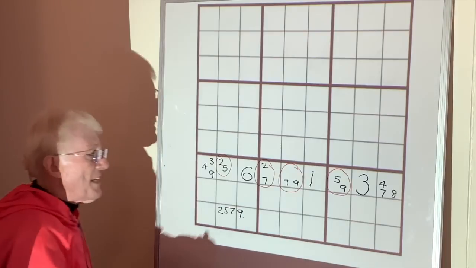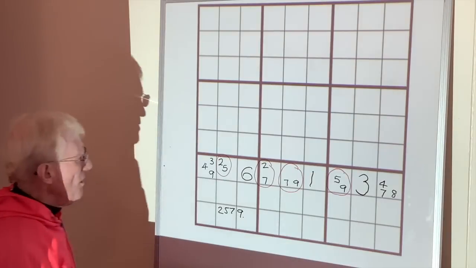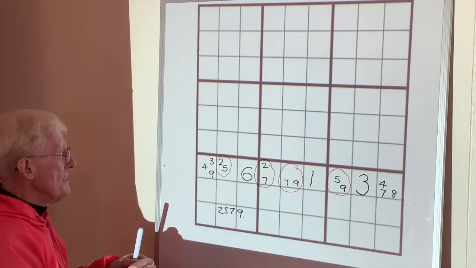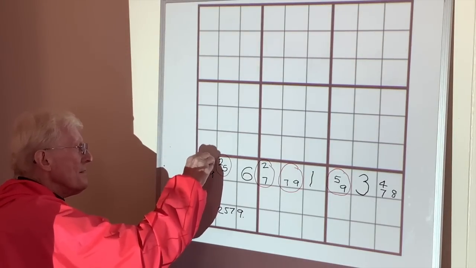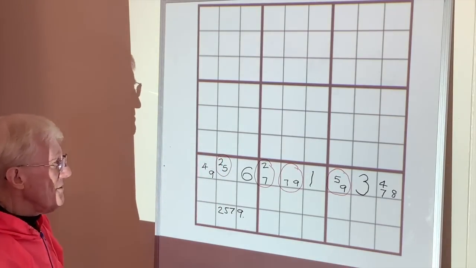Now what's the ramification of that big 3? Well, over here we have a 3. We can get rid of that 3. Here we go. Rid of that 3. Let it go. Okay, so we've done the 5s.